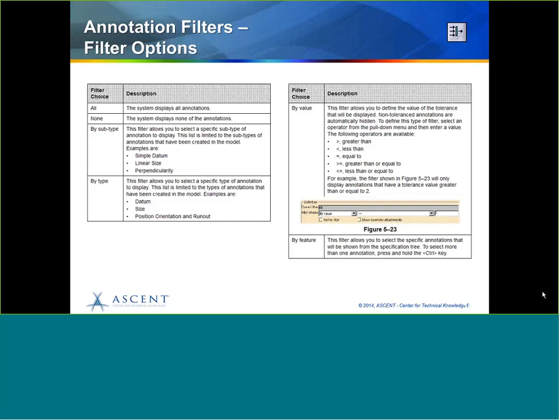So in this example, we want to filter by value, and we want to filter for any annotations that have a tolerance greater than or equal to 2. So the system will then only display for me any annotations that have a tolerance value greater than or equal to 2. And if you have annotations that don't have a tolerance at all, so notes, for example, they simply won't display if you use this option. The final option is by feature, and by feature allows you to actually go to the specification tree and select those specific annotations that you want to display.